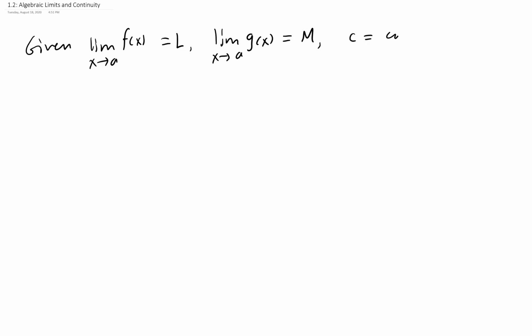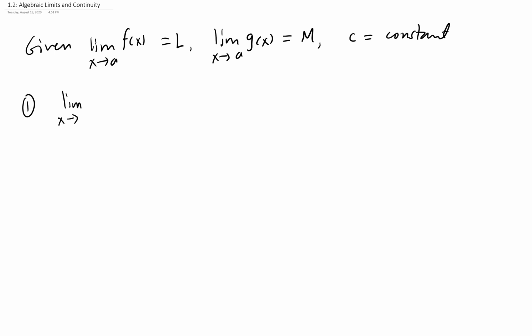Section 1.2. We talk about algebraic limits, their properties, and then we use those to talk about what we call continuity of a function. So we start by letting the limit of f of x as x approaches a be L, and the limit of another function g of x as x approaches a be M, and let c be a constant. Then we have the following properties.